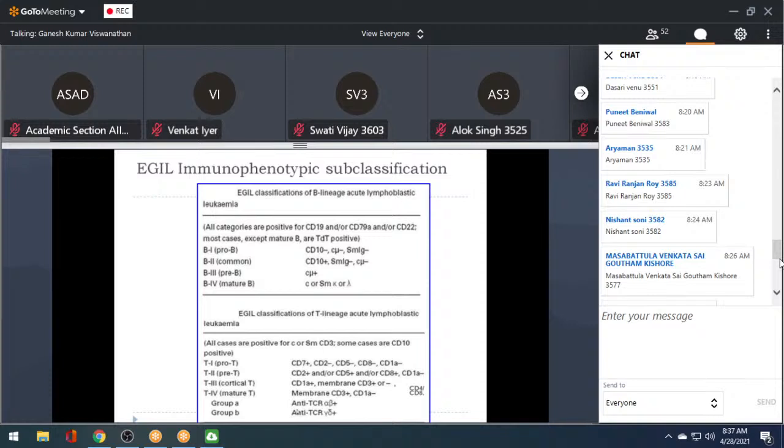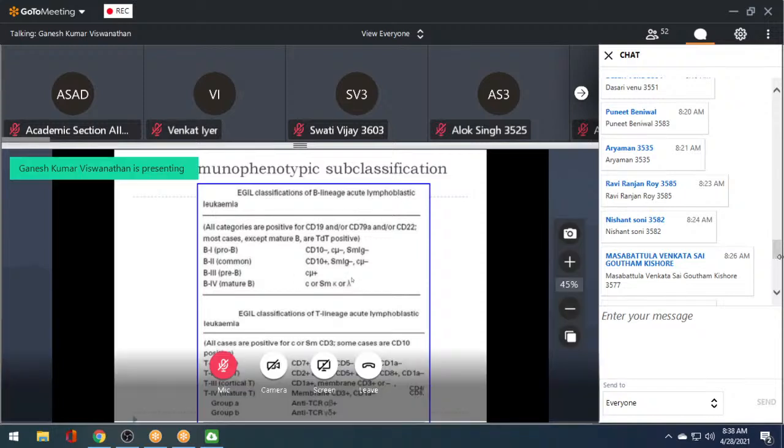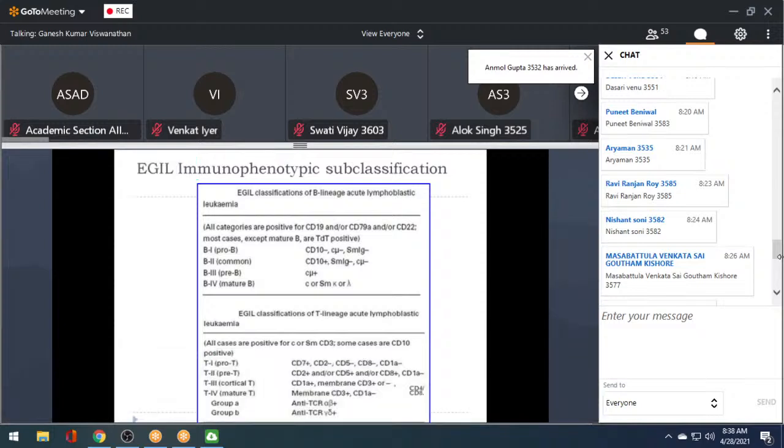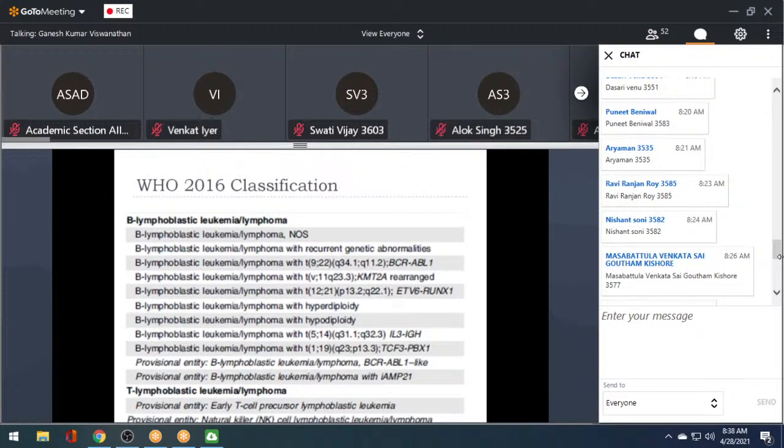So when we do flow cytometry, how are these markers identified? We do tests like flow cytometry and immunohistochemistry to identify the markers on these cells. So when we do this, based on the positivity or negativity, whether these markers are present or absent, we classify these tumors into different types. We'll come to how we do it. So the EGIL classification was an older classification. Nowadays we follow the WHO, World Health Organization, classification of tumors.